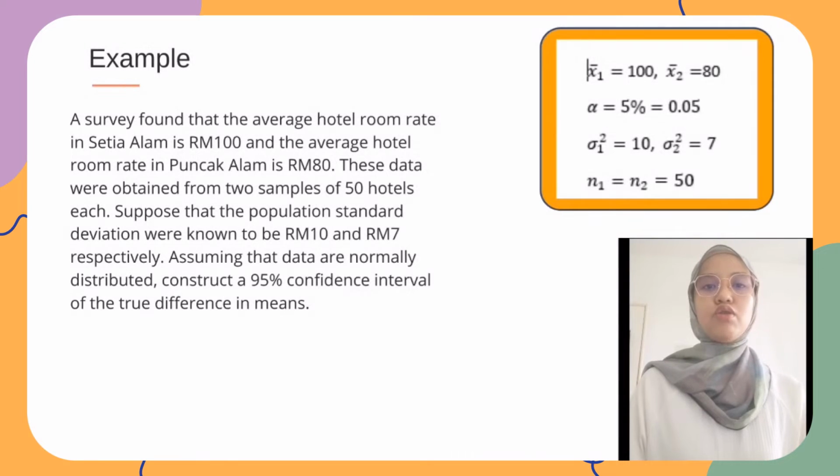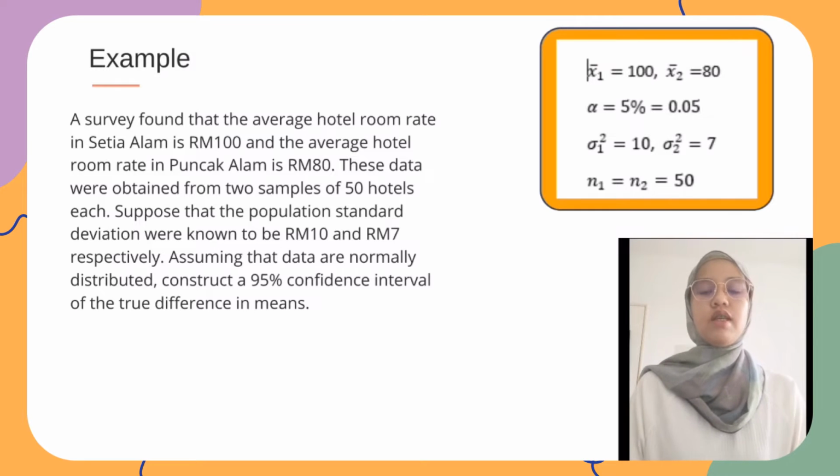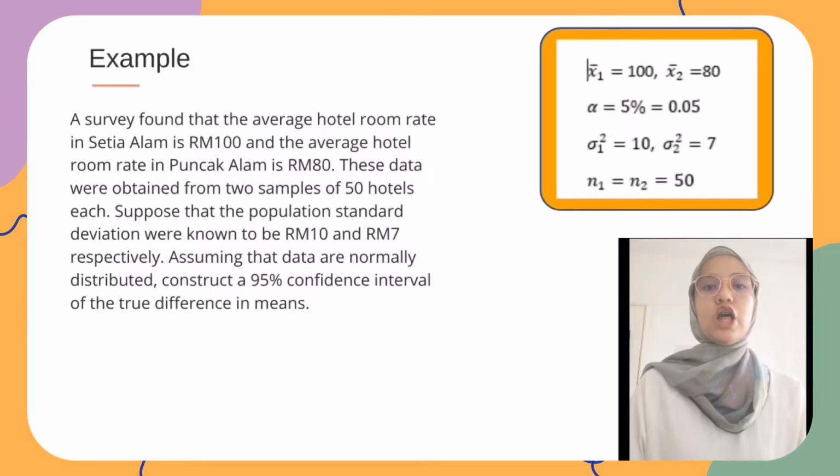Let's try to solve the example question below. The question says, a survey found that the average hotel room rate in Setia Alam is RM100 and the average hotel room rate in Puncak Alam is RM80. These data were obtained from two samples of 50 hotels each. Suppose that the population standard deviations were known to be RM10 and RM7 respectively. Assuming that the data are normally distributed, construct a 95% confidence interval of the true difference in the means.